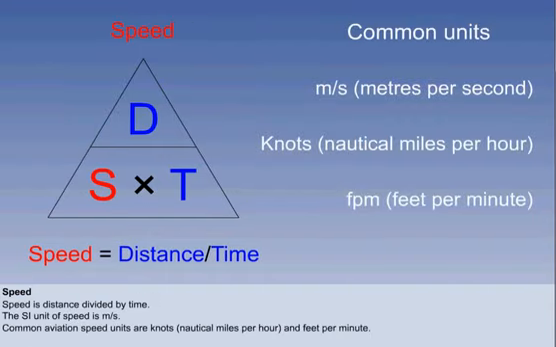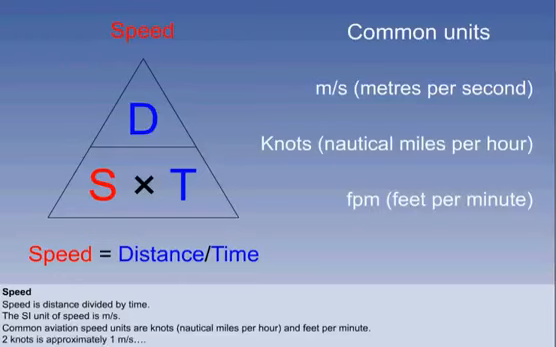The SI unit of speed is meters per second, which is used in aviation in some countries. In the UK and many other countries, horizontal speed is measured in knots, which is nautical miles per hour, and vertical speed in feet per minute.